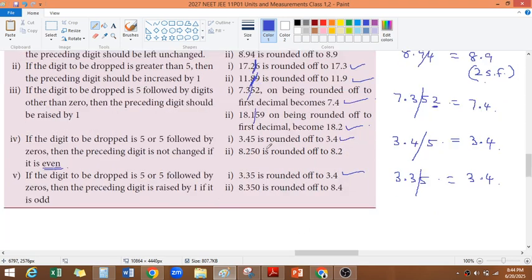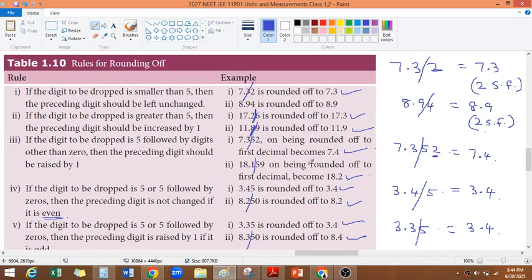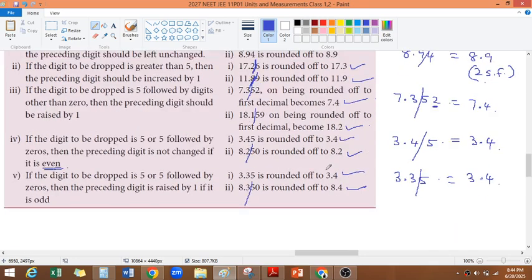ஓகேவா? 8.25 னாக்கா, I see after 5 I don't have a number, so I would think I have to add 1, but even numberன்றதுனால அப்படியே விட்டுடணும். இங்கே I would like to add 1, yeah, so since it is odd number, 3 is odd number, so you have to add 1. புரிஞ்சதா? ஏதாவது doubt இருக்கா? So very simple. Okay, நீங்கள் உட்கார்ந்து work out பண்ணீங்க அப்படின்னா I'm sure you can do it.